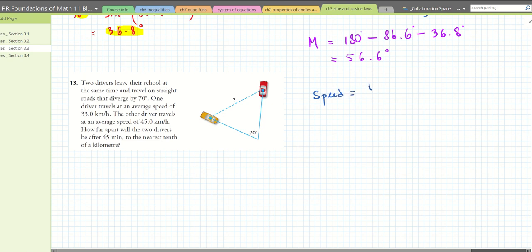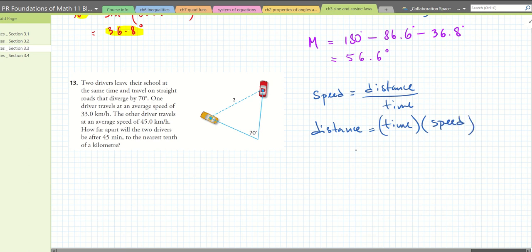is defined as distance over time, right? Now we're interested in the distance, so we're going to rearrange this. So distance equals time times speed. So this is going to be time times the speed. Okay? Or you might have remembered D equals T times S or S times T. So we need to use this equation to find the distances, how far they've traveled from the origin, from here, until they travel for 45 minutes.